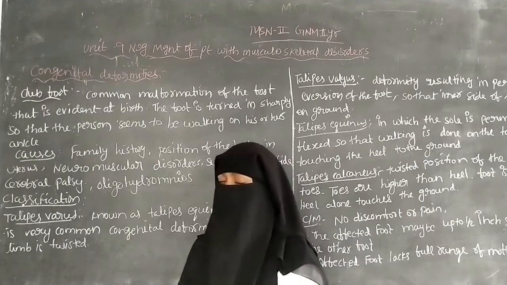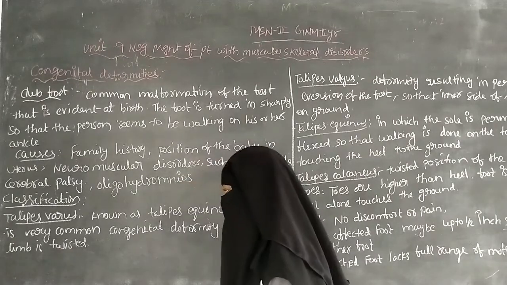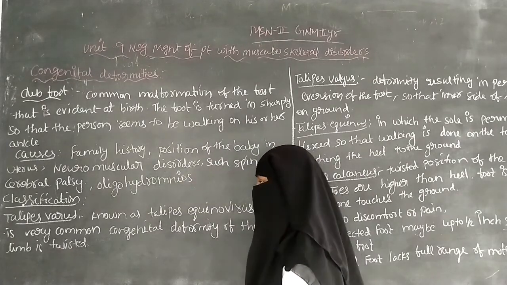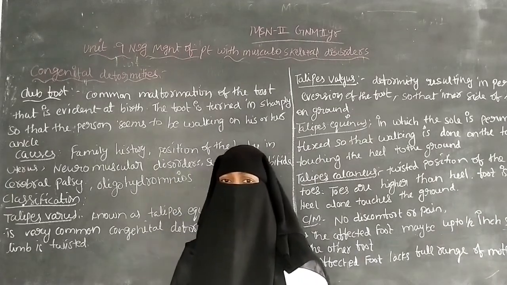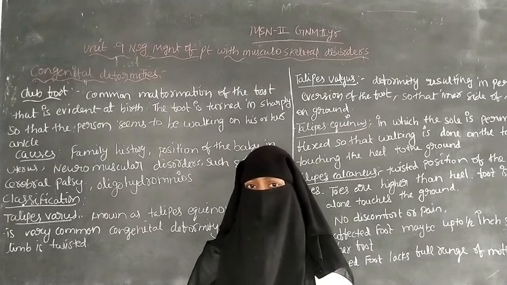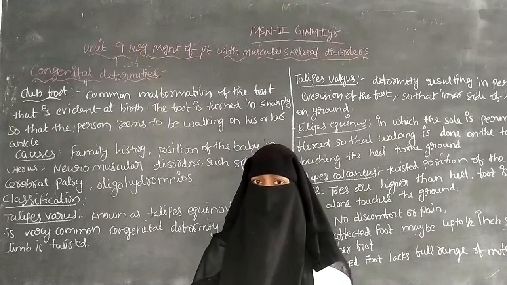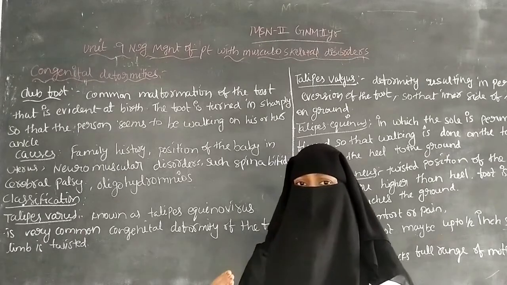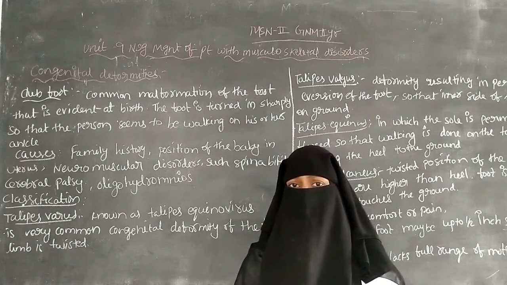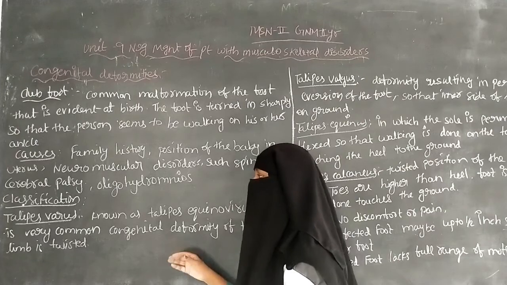So it is a very common congenital deformity of the limb, in which the limb is twisted and the foot is twisted inward, and the person maintains the balance over the ankle. By the ankle only the patient is able to walk.